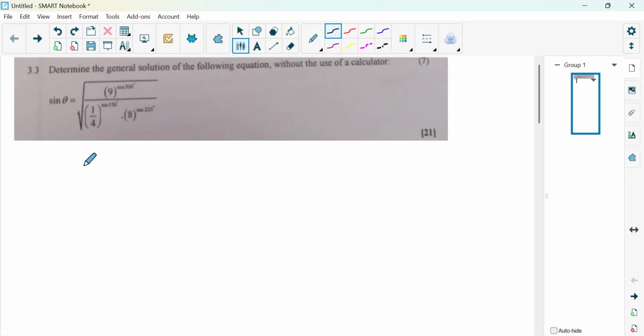Close bracket. To the power of sine of 150. Again, a special angle. Okay, what else do you have?